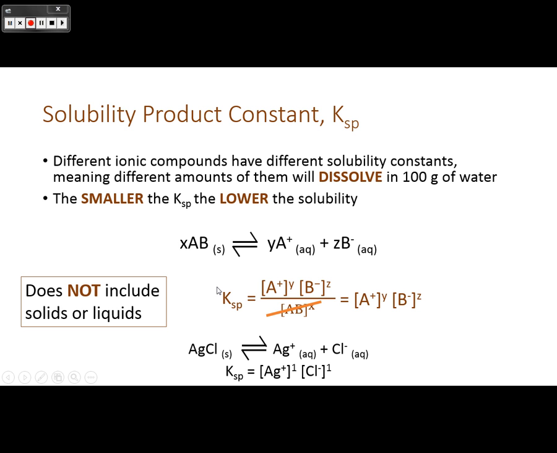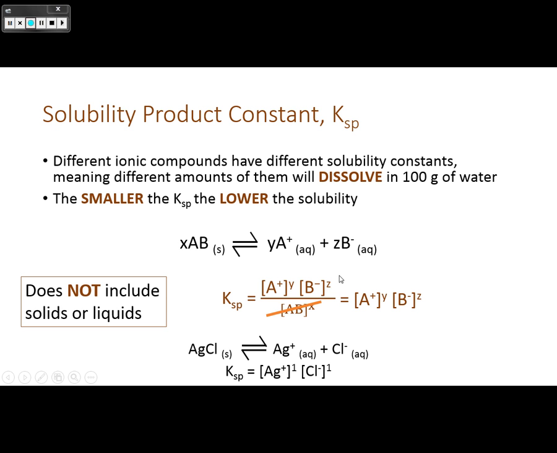Just like all of our other constants, it's going to be the concentration of your products over the concentration of your reactants. So I've got products A plus to its coefficient and B minus to its coefficient over ABX. Now the thing is this also doesn't include solids or liquids, just like any others. So since these are solubility constants, that means that the reactant is always going to be a solid, so it's always going to go away and not be included in the denominator.